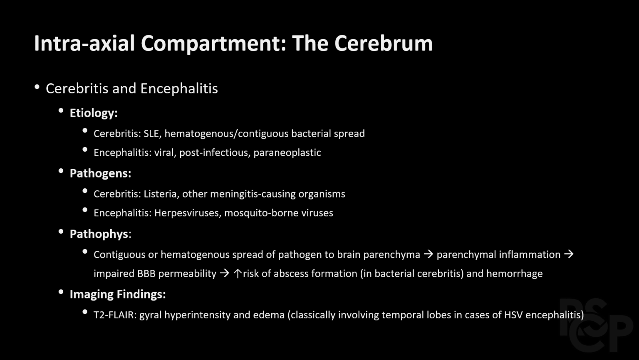Pathogens implicated in cerebritis tend to be listeria and other meningitis-causing organisms, whereas for encephalitis, we see herpes viruses and mosquito-borne viruses. Pathophysiology involves either the contiguous or hematogenous spread of the pathogen to the brain parenchyma, causing inflammation, which can impair the permeability of the blood-brain barrier and puts the patient at increased risk of complications such as hemorrhage, as well as abscess formation in cases of bacterial cerebritis. Imaging findings are best seen on T2 FLAIR sequence. You'll see gyral hyperintensity and edema.